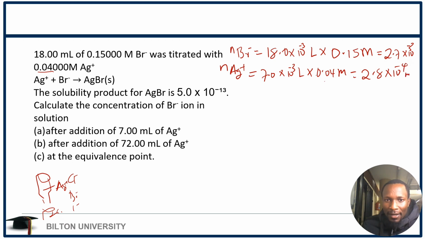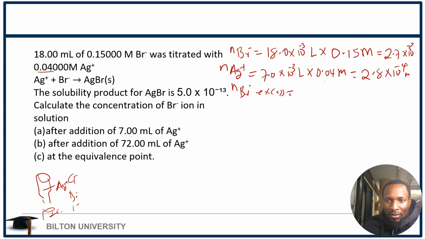So if you compare the moles of the silver ions which went into the conical flask and the moles of the bromide ions which are in the conical flask, you realize that there are more moles of bromide ions compared to silver ions in this case, and therefore we are going to have excess moles of bromide ion. So we are going to say moles of bromide ion in excess. So these are excess moles.